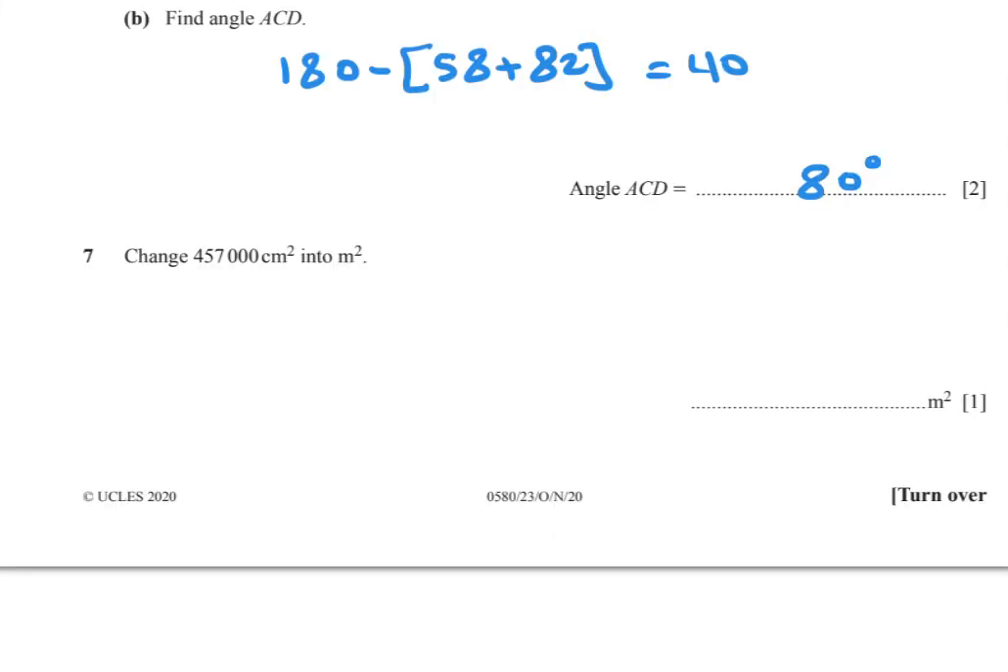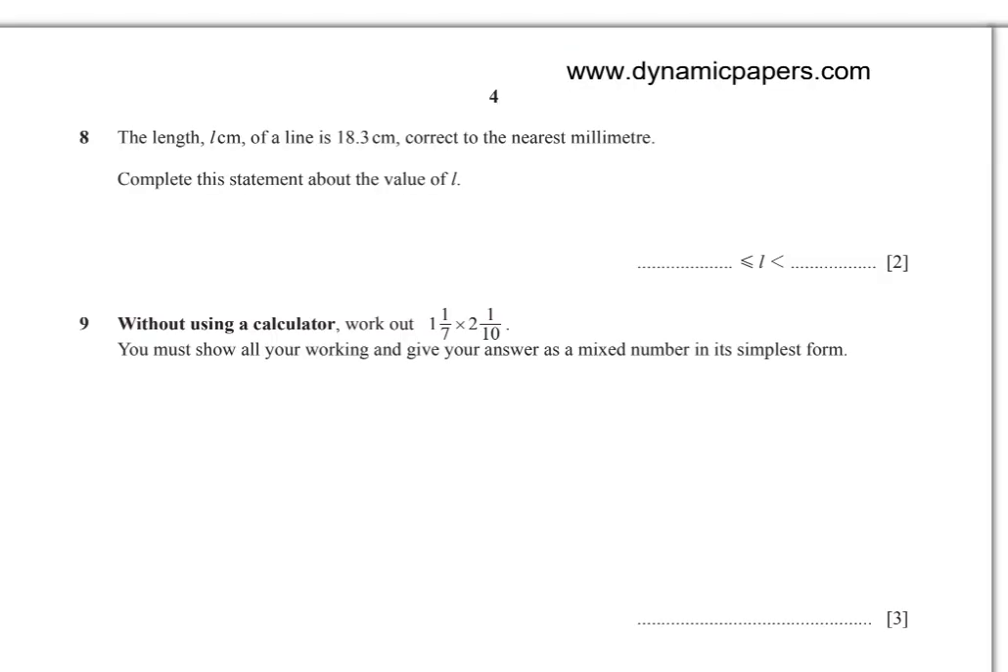Number 7, change 457,000 centimeter square into meter square. From centimeter square to meter square, divide by 100 square. So equals 45.7 meter square.